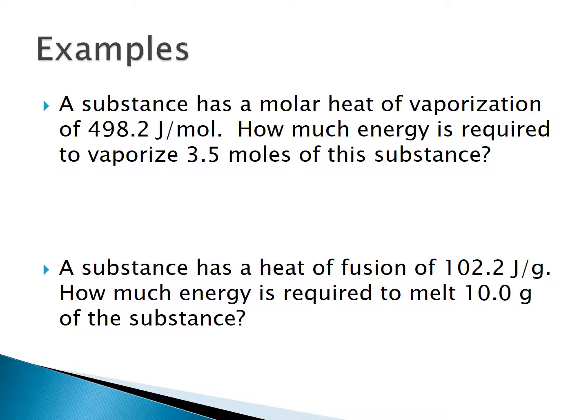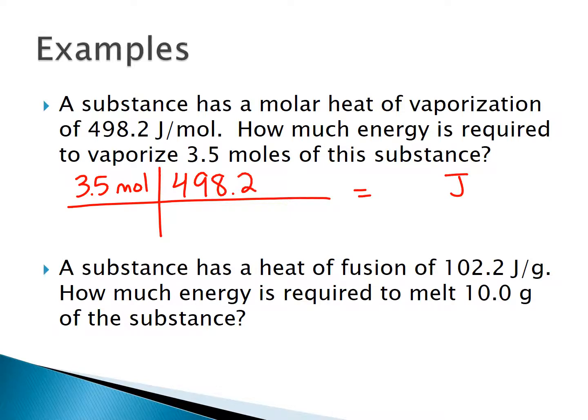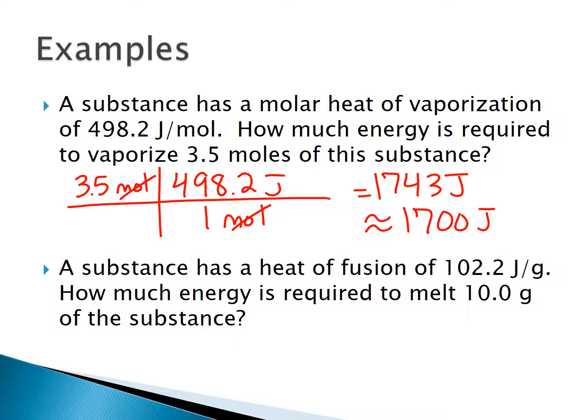The first says the substance has a molar heat of vaporization of 498.2 joules per mole. How much energy is required to vaporize 3.5 moles of this substance? Okay, so I know that I have 3.5 moles of this substance. I don't know what it is, but I don't need to in this problem. And I want to figure out how much energy is required for that process. I know that 498.2 joules per 1 mole are required. So I get 1,743 joules with significant digits. I would round that to 1,700 joules.